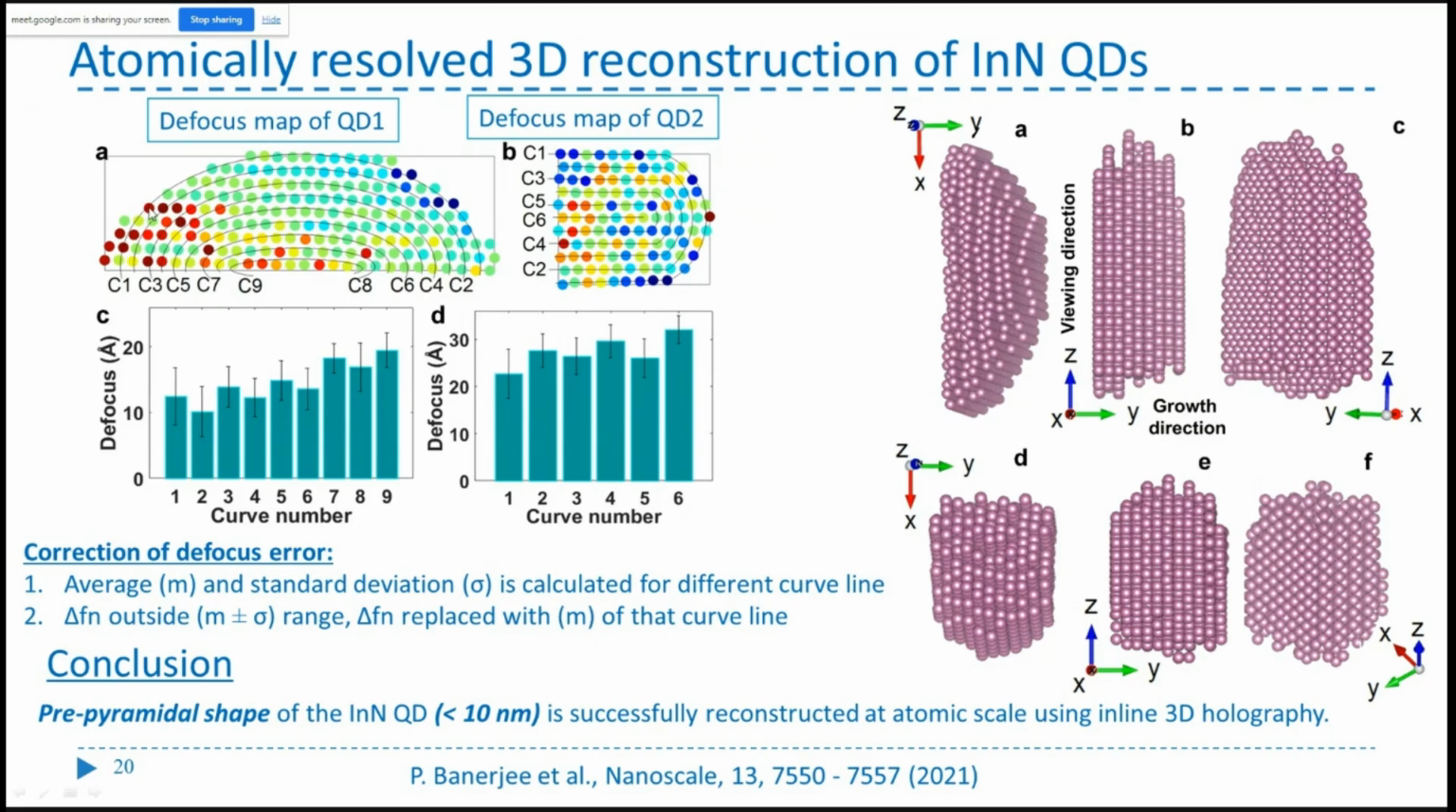So we actually took this average value and replaced this atom count with that value. The same thing we did here, so that our bottom surface geometry is correct. And this is the 3D structure, the tomogram, of these two indium nitride quantum dots. So we found that it's a pre-pyramidal shape of this indium nitride quantum dot, which matched with the theoretical calculation. So that is one example.